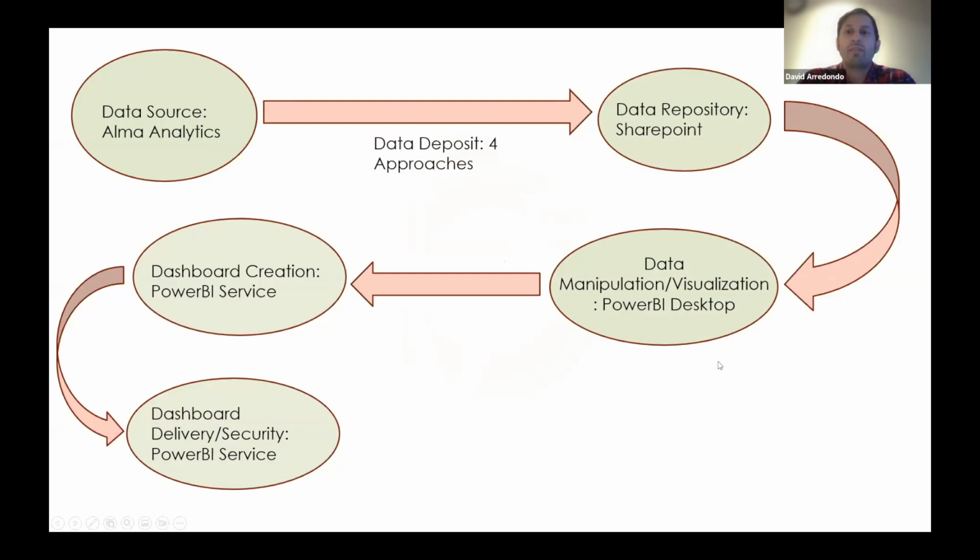So in light of that, what we're going to walk through today is that data pipeline, starting with our data source, which was Alma Analytics. Matt's also going to share about depositing the data into the data repository we're using for this project, SharePoint. And then I'm going to walk through the processes in Power BI to manipulate the data and then publish it to the Power BI service, and then how that process is automated. And so with that, I'm going to turn it over to Matt to start sharing the first parts of our pipeline.